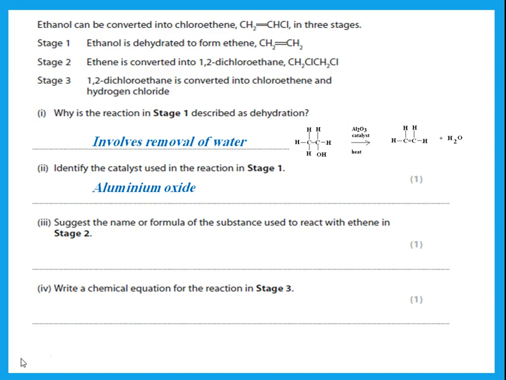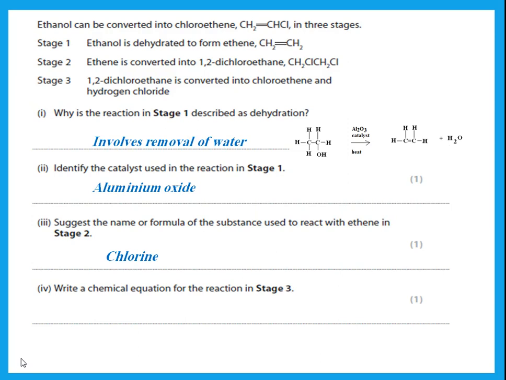Suggest the name or formula of the substance used to react with ethene in stage 2. So let's go back to stage 2 up there. It says ethene is converted into 1,2-dichloroethane. So you're starting with ethene and you're changing it into something that has a chlorine on both ends of the double bond, and that means you're reacting it with chlorine. You have to react it with Cl2 in order to open up the double bond and put a Cl here and Cl there.